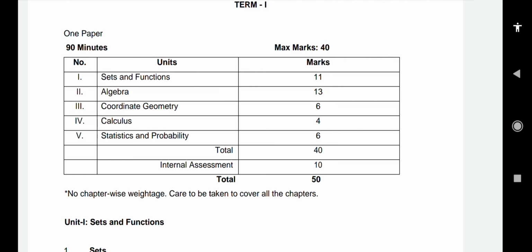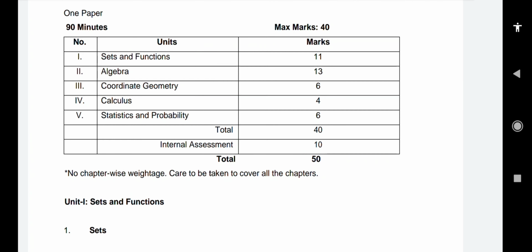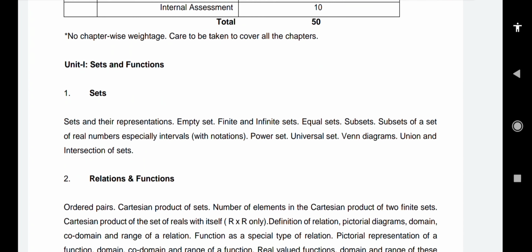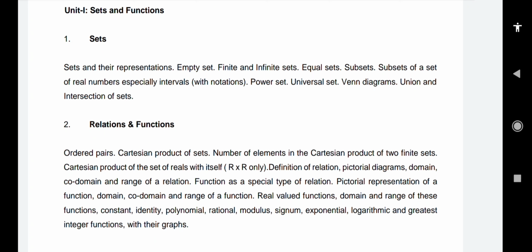Now there are subtopics under each and every chapter. So I will be mentioning the chapters. It is mentioned below. And then we will also see the exercises which have been cancelled, so you'll have a clear idea. Now, in sets and functions, you have the chapter sets and the second chapter relations and functions. In sets you have topics like sets and their representations, empty set, finite and infinite, universal set, Venn diagrams, union and intersections of sets.